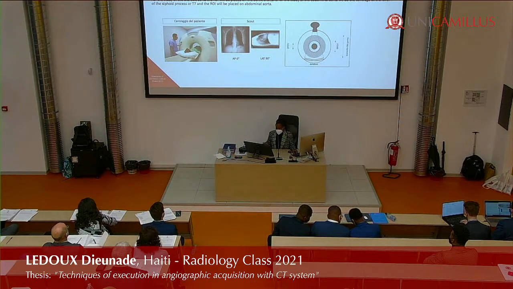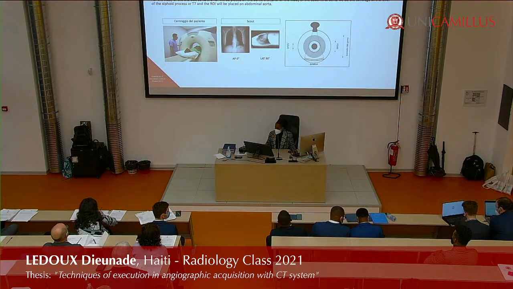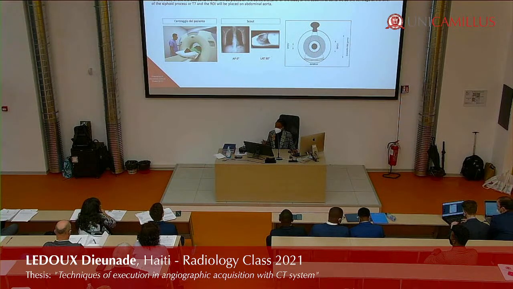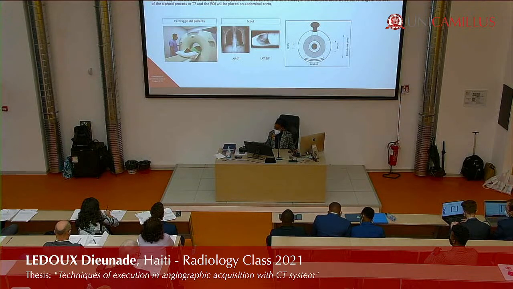And then after taking the scanning of the previous scan, we will have to do the smart prep, and then we will have to place the ROI, which is the region of interest, that allows us to study the density of the tissue on which we have placed it. And then we will have to send radiation, and then we will take the images that we call the post-contrast images.